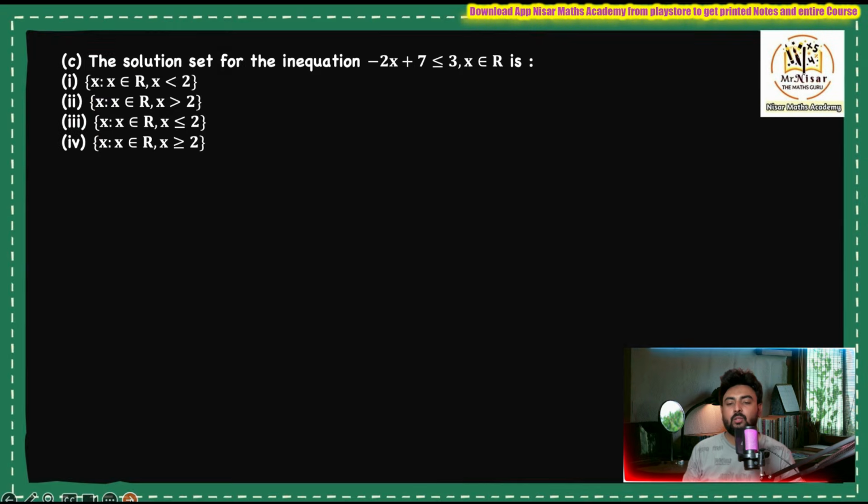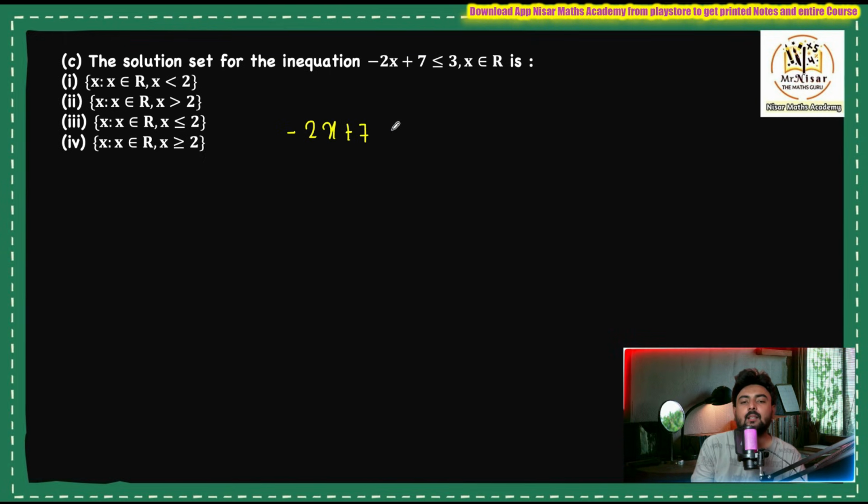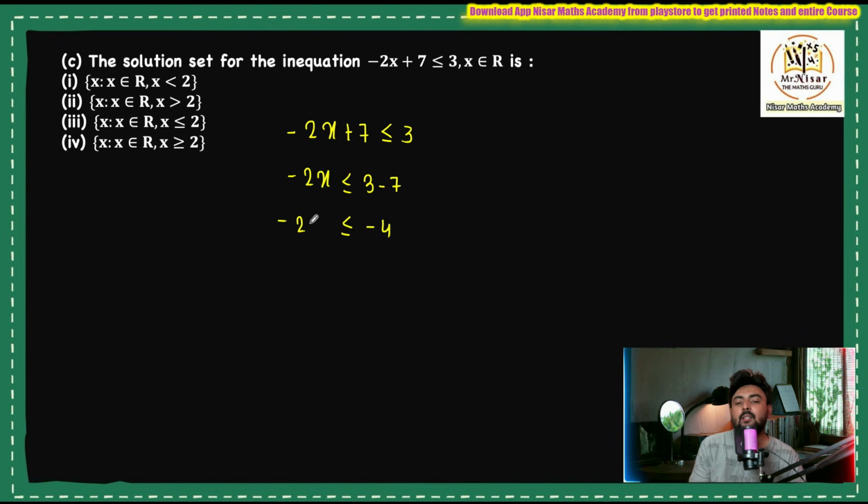So the next question we have, the solution set for the inequation. Now the inequation is given to us: minus 2x plus 7 is less than or equal to 3, and x belongs to real numbers. Okay, so I'll keep this minus 2x on this side, plus 7 will go to the other side and becomes minus 7. So it will be 3 minus 7, which is nothing but minus 4. And I have here minus 2x.